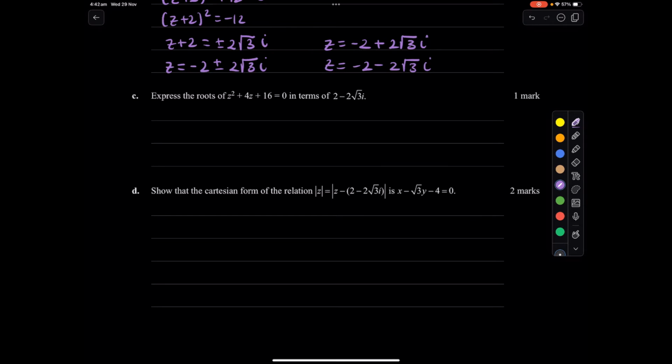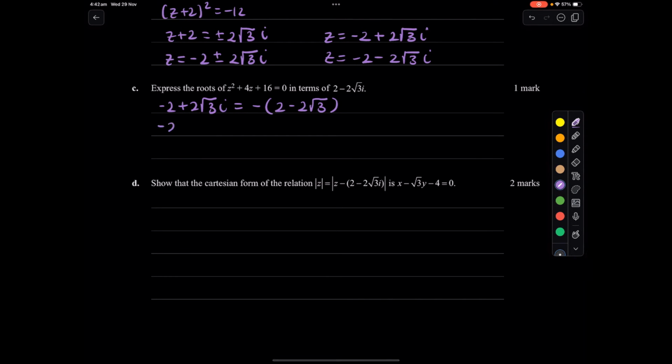So the first root, how can we express it? The negative 2 plus 2 root 3i can be expressed, in terms of this, as what? It's just a minus of that, 2 minus 2 root 3. Pretty much. Yeah. That's the way.